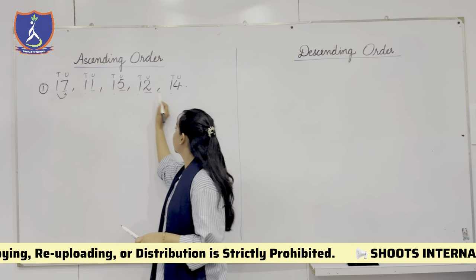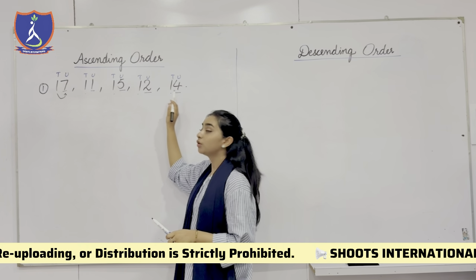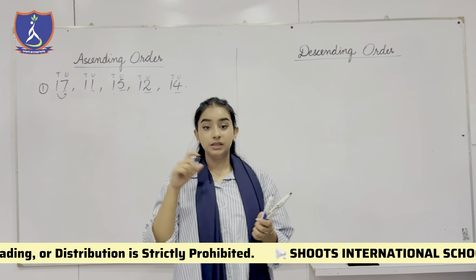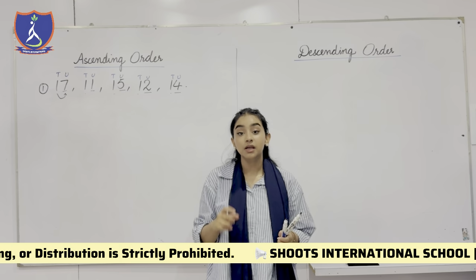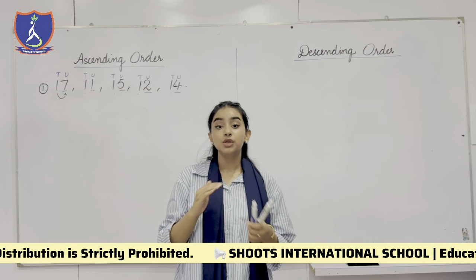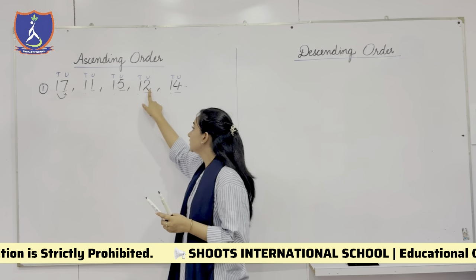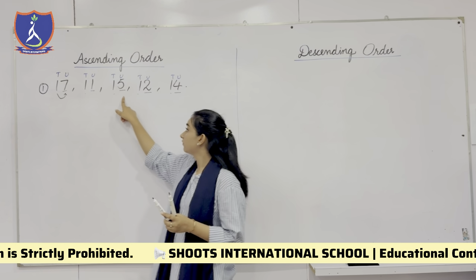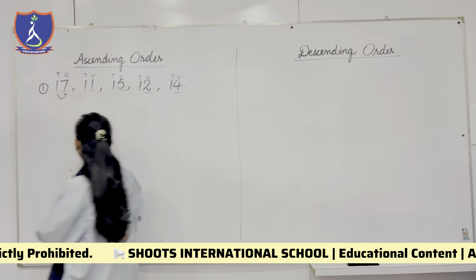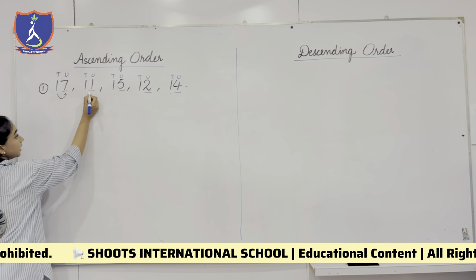Now look at the units. We have 7, 1, 5, 2, 4. Now the game is that from these units, you have to find the smallest unit. The unit that is the lesser number. You have to find out that unit. Now check all the units. We have 7, 1, 5, 2 and 4. Now we have to find the smaller unit. So the smallest unit in all these numbers is 1.